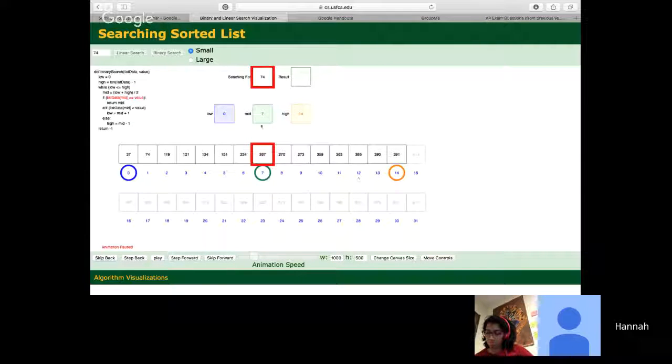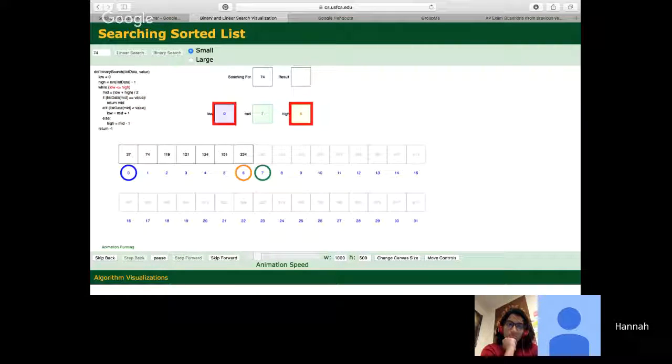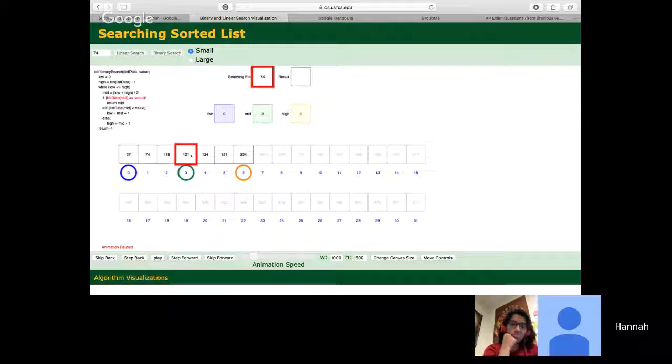So then we found the middle of the lower half of the array, which is 267, and 74 is still less than 267. So now we're going to move to the lower half of our half of an array. Okay, so now we get to the middle of this, which is 121. 74 is still less than 121. So now we're going to just concentrate on this part of the array.